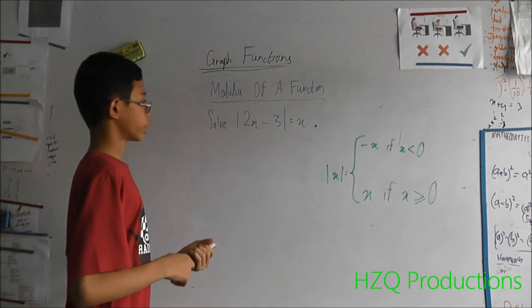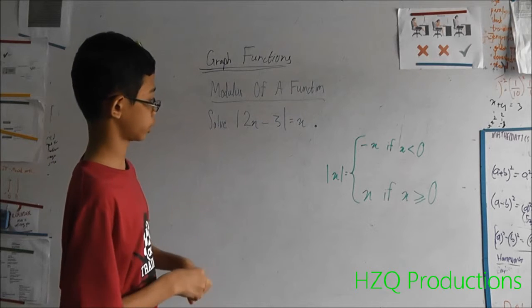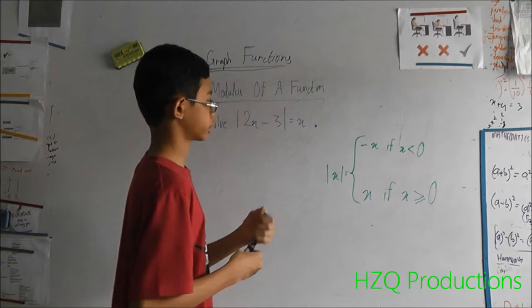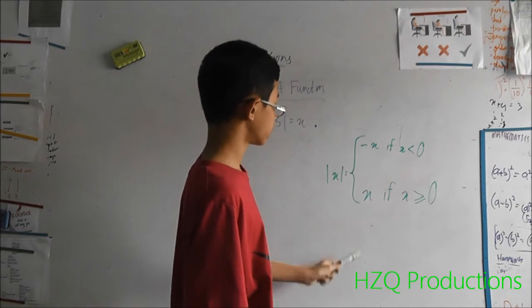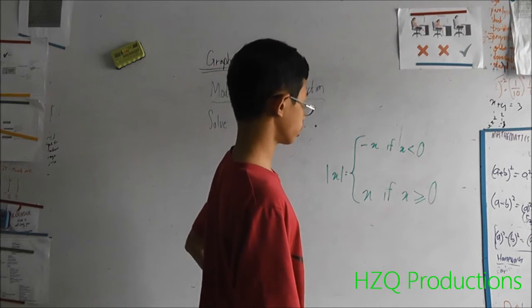So solve modulus 2x minus 3 equals x. Here's the definition of modulus x. It's negative x if x is less than 0, and it's just positive x if x is more than or equal to 0.